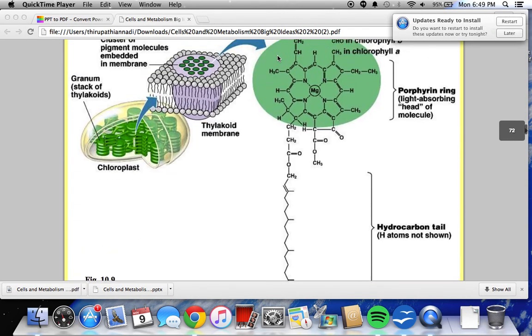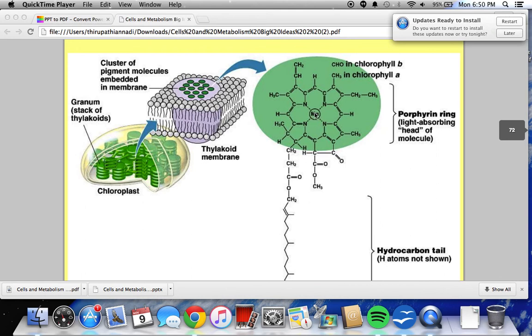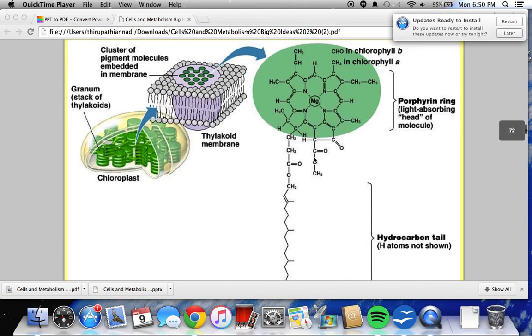Here's just a closer look at a chlorophyll molecule. It's green, and when electrons pass through it, Mg is the one that soaks up the electron and gets really excited.